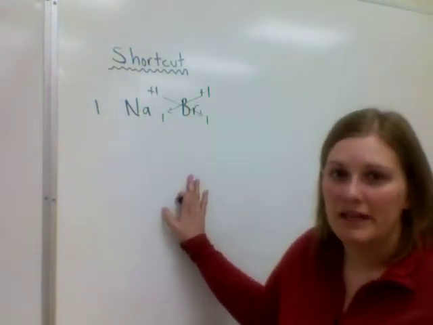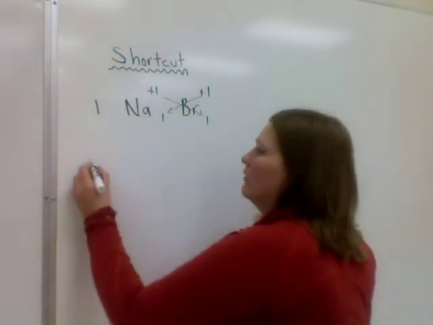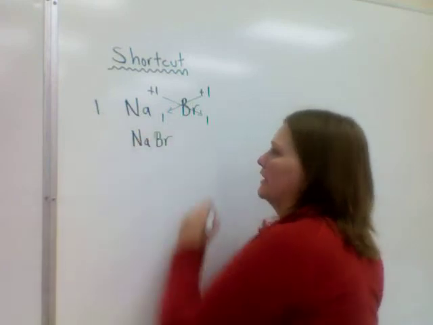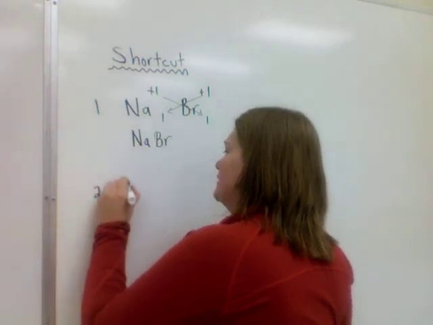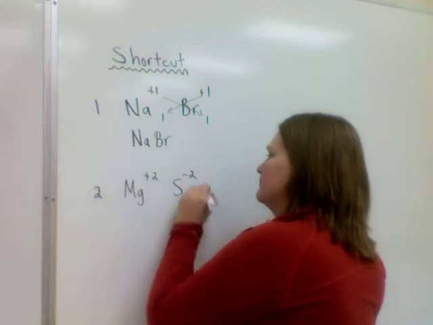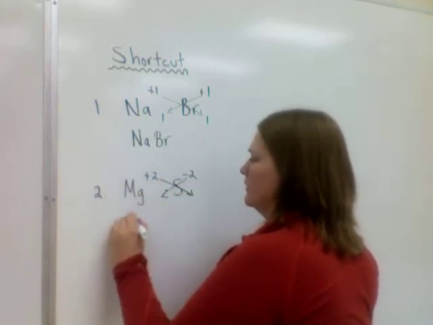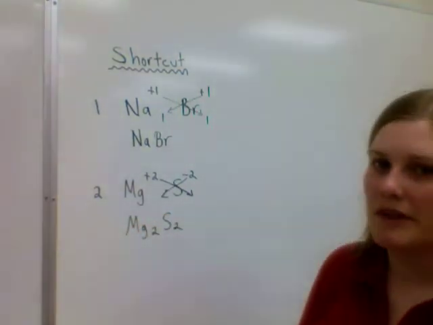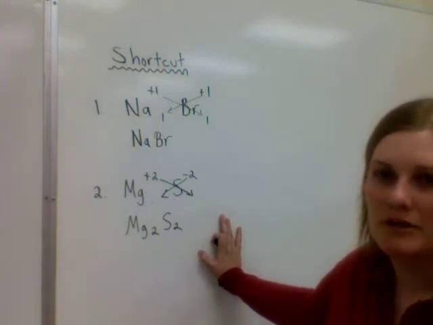Now in science we're lazy, and when we have one of each, we don't bother to write it in at all. So this answer would just be NaBr, sodium bromide. Okay, so same thing here for magnesium sulfate. We would do our cross. And we would get Mg2S2. Now the tricky part about this is that we need to factor out any common denominators that we see.